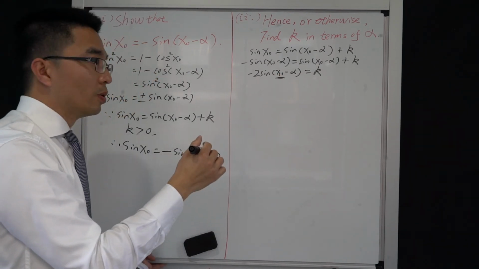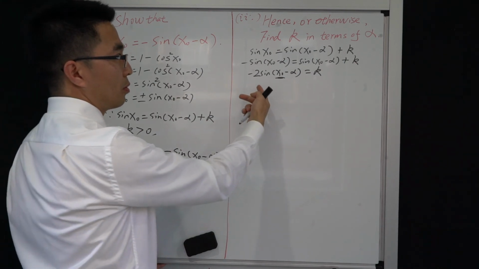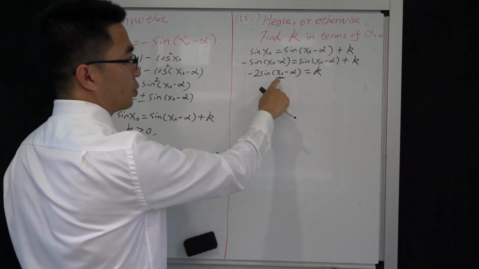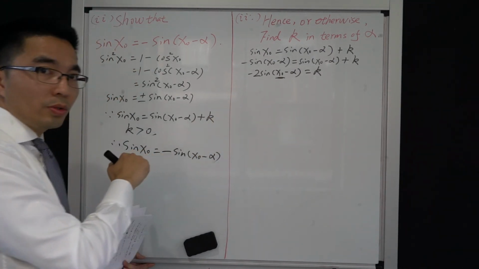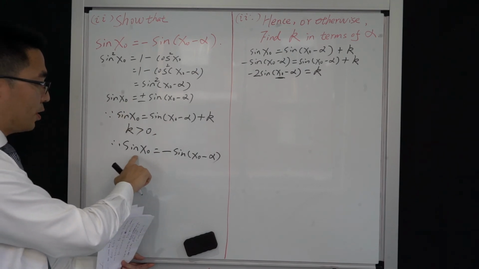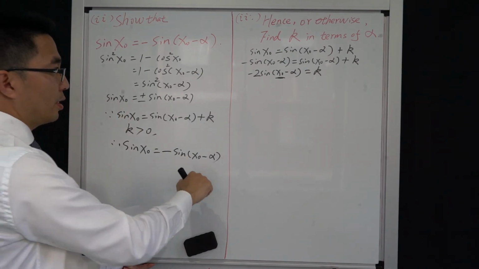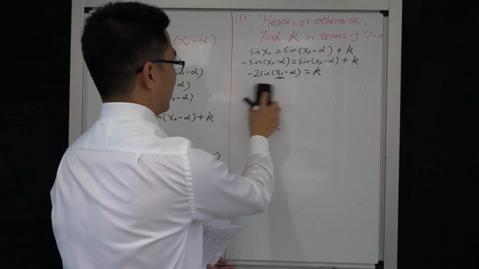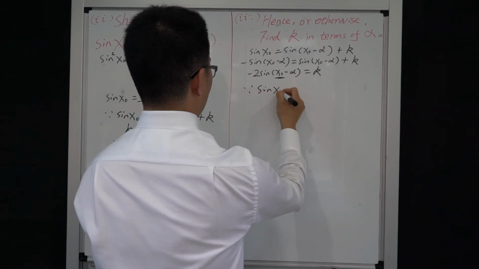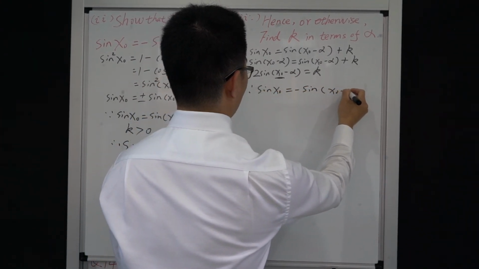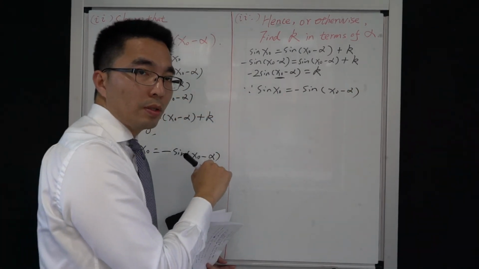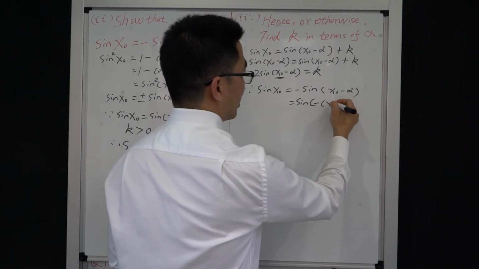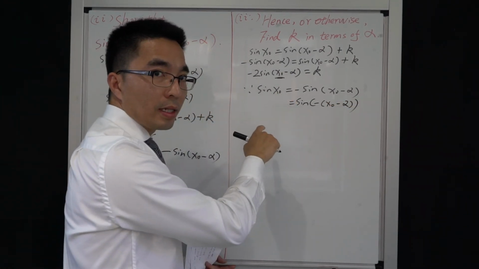x0 is not a specific number we know, and x0 is not a variable in the function for k. We are looking for the function for k just in terms of alpha. We should have one variable for this function, so we try to deal with this x0. We are using the result from the second part, sine x0 equals negative sine (x0 minus alpha). Because sine is an odd function, negative sine of an angle equals sine of the negative angle, so sine x0 equals sine of (alpha minus x0).